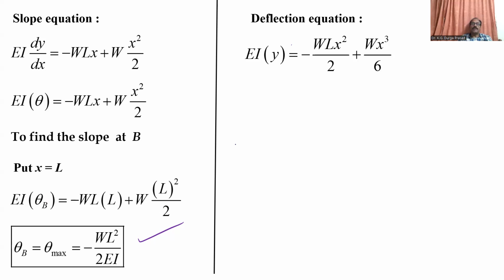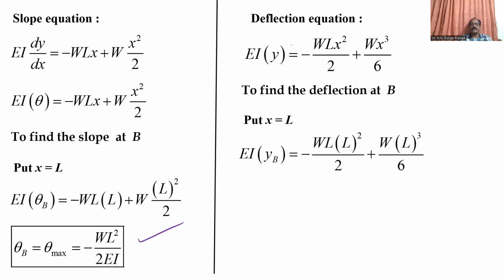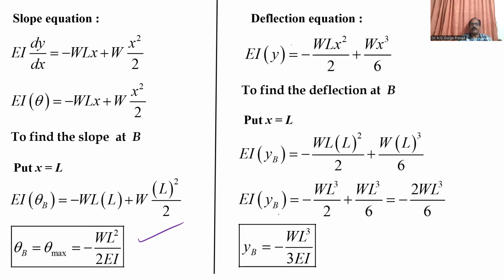Now I want to find the deflection, at which point? At the fixed end, of course, we know the deflection is equal to 0. I want to find the deflection at the free end. Free end means I can put x equal to L. Substitute x equal to L here, and you get YB. Then YB equals minus WL cube by 3EI.